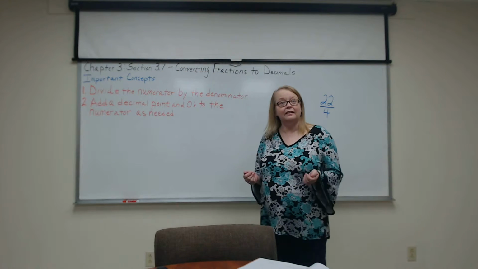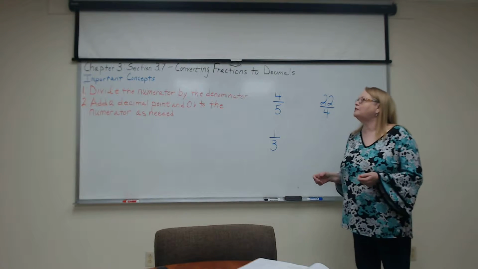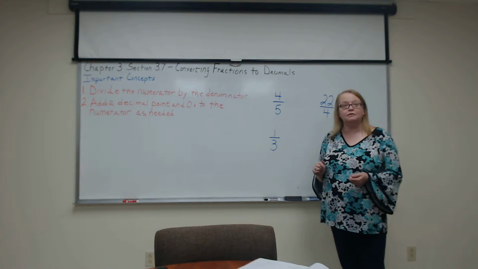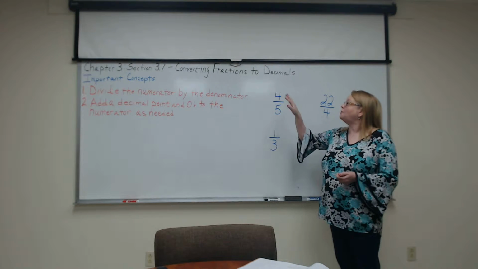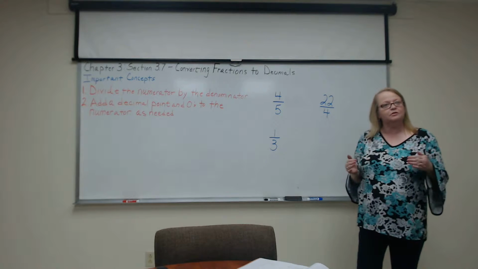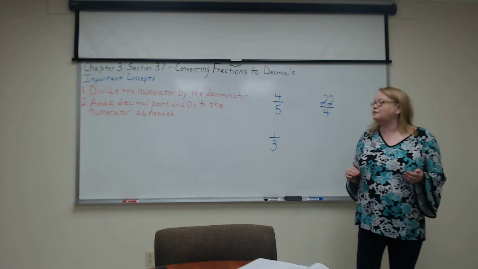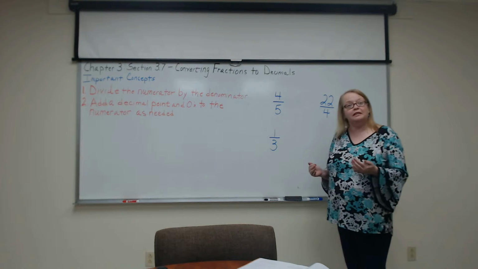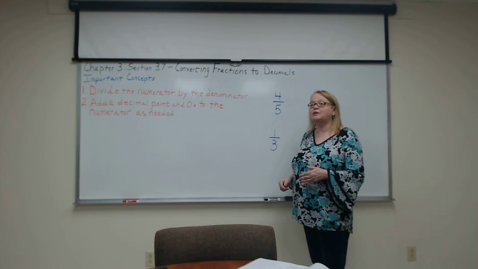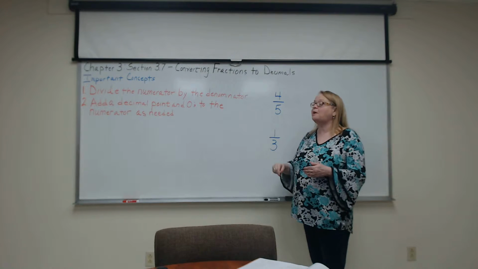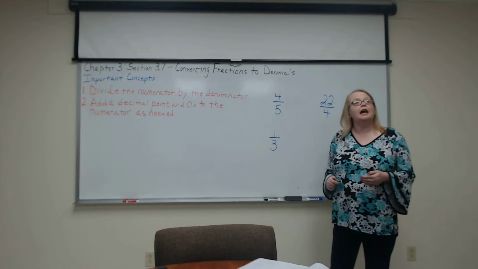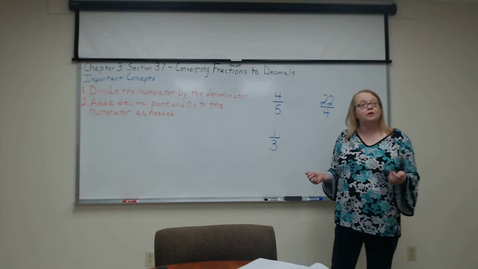Hello everyone. In this video we're going to look at the information found in Chapter 3, Section 3.7 of your textbook, and it talks about converting fractions to decimals. Before, we converted decimals to fractions; now we're going to use a different process. The steps are fairly straightforward: you divide your numerator by the denominator, and then you add your decimal point and add zeros wherever it's needed.